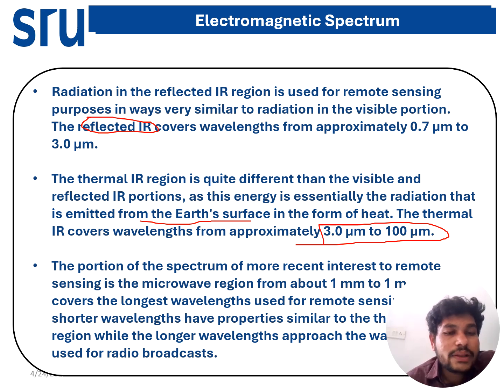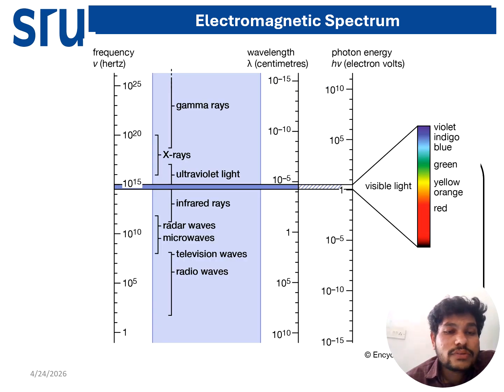And after this infrared region, the most important spectrum for remote sensing is the microwave region, which starts from 1 mm to 1 meter, covering the longest wavelengths used for remote sensing. So this is the electromagnetic spectrum.